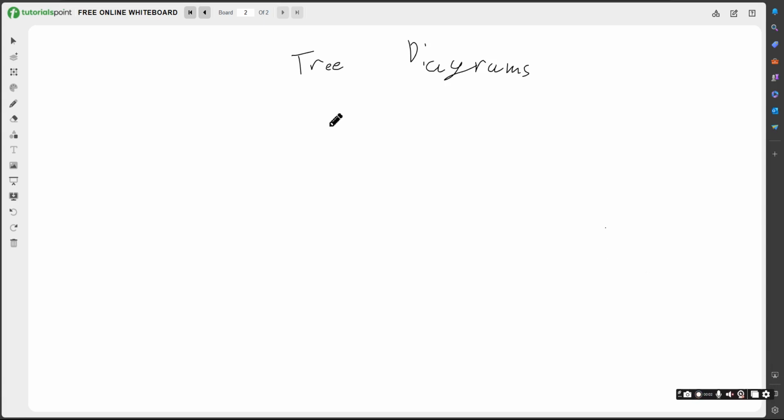Okay, hopefully that works. So today this should be a short one. Just going to go over tree diagrams. A tree diagram question, in my experience, comes up pretty much every maths IGCSE paper, and it will look something like this.